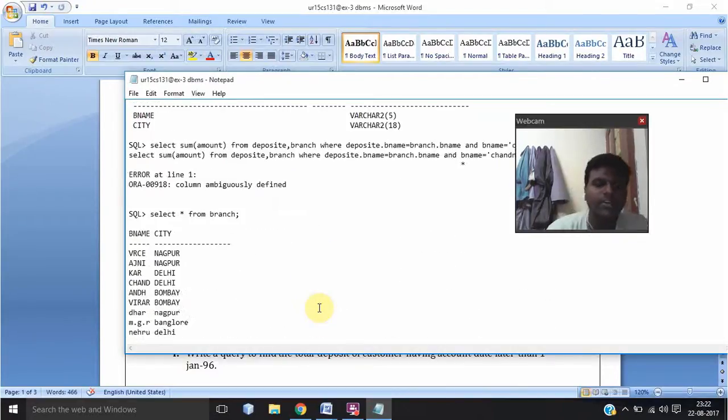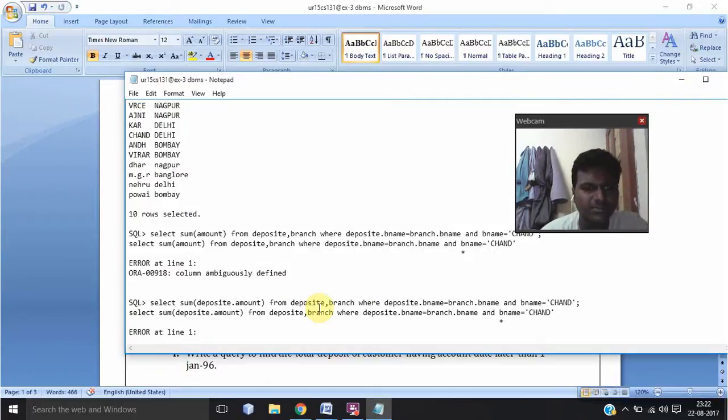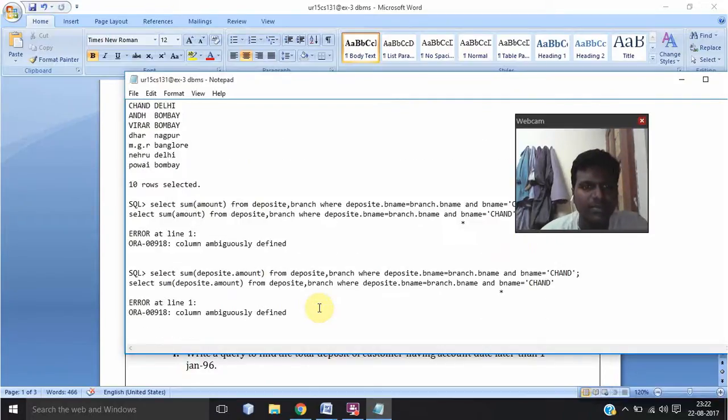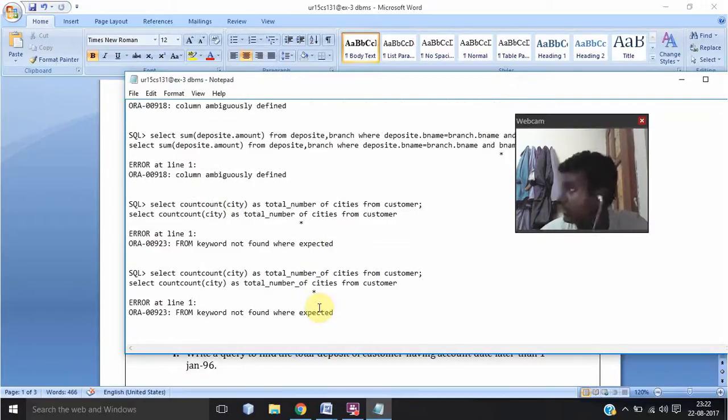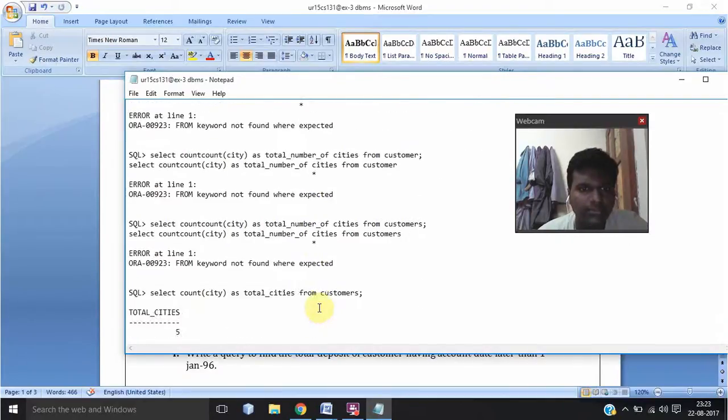Sum amount select. This is an aggregate function. The aggregate functions are addition, multiplication, subtraction, sum functions, sum deposit amount, count city. These are the aggregate functions, sir.